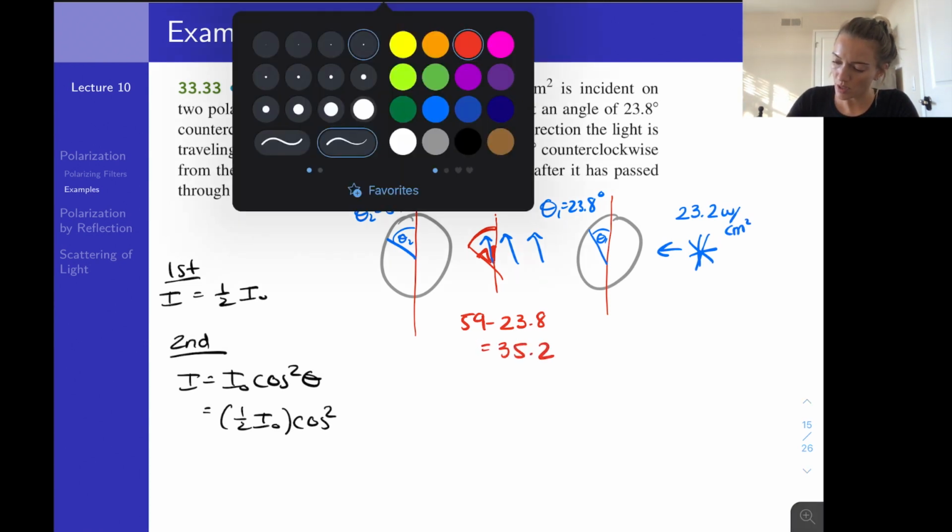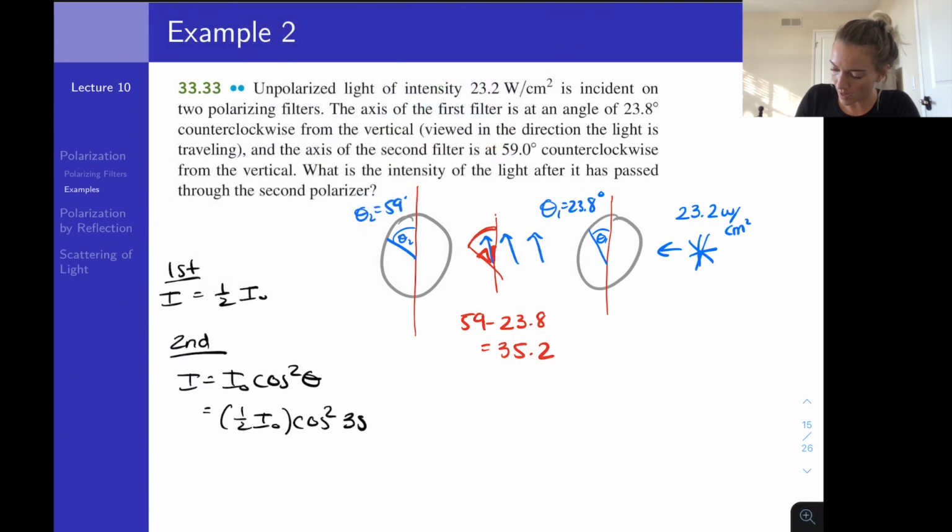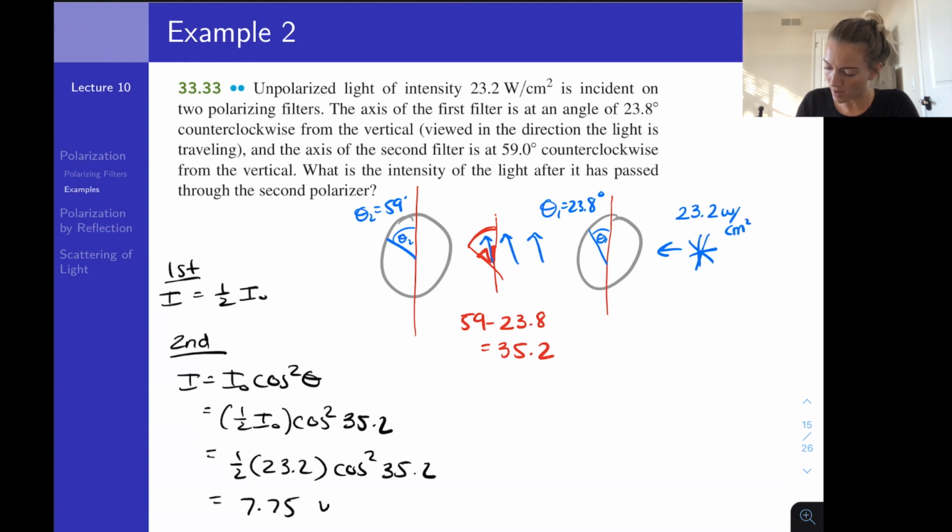and that will give us 35.2. So we just plug in 35.2 degrees here, and then we get 1/2 of, let's plug in 23.2 as the initial intensity, cosine squared of 35.2. Plug that all into your calculator, and we get 7.75 watts per centimeter squared.